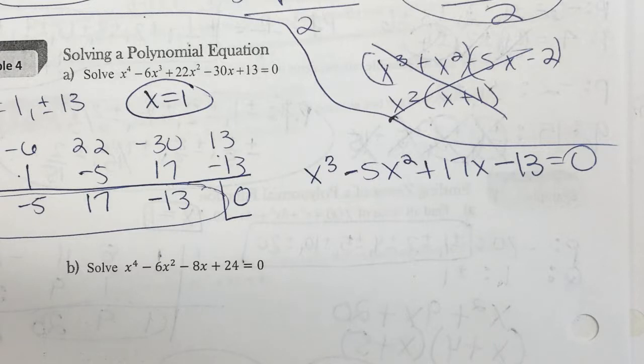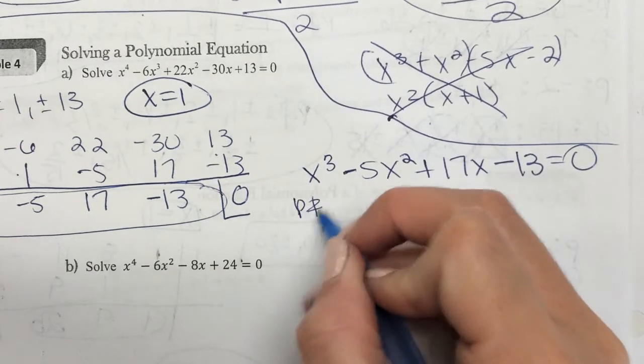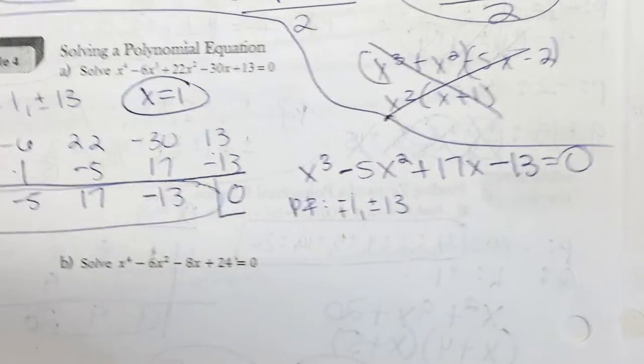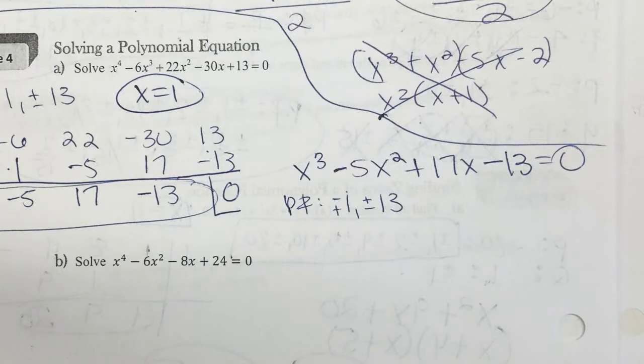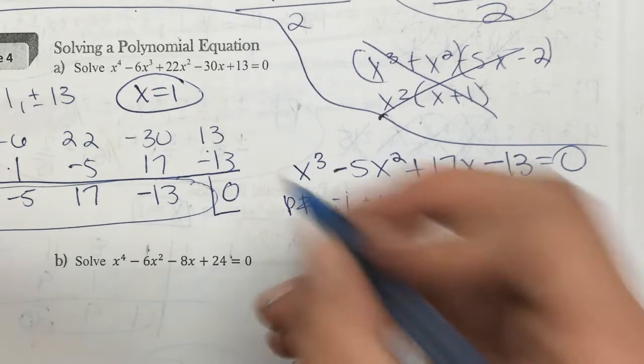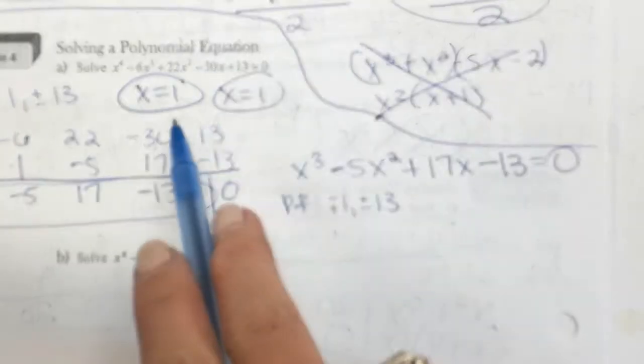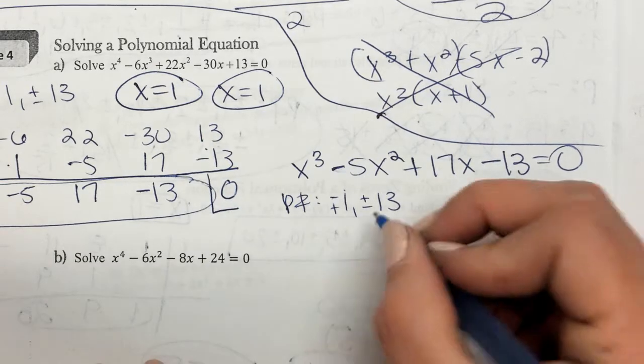You could try to group them. No. Do you think grouping would work in this one? So what do we do? Start the process over. What are the possible zeros? Plus or minus 1, plus or minus 13. Go ahead and find which one works and say it out loud whenever you find it. 1. Good. 1 works. So up here, put x equals 1 again. This means that x equals 1 has a multiplicity of what? 2.